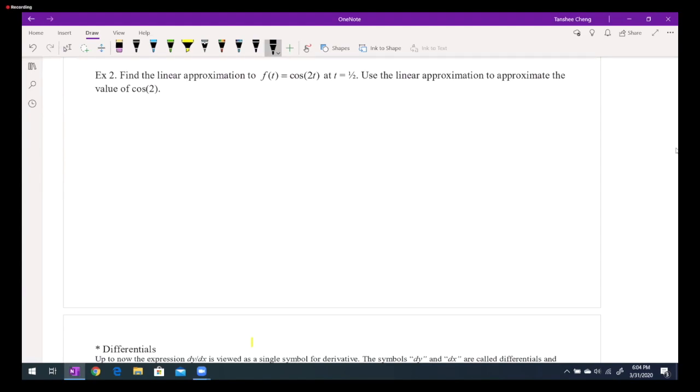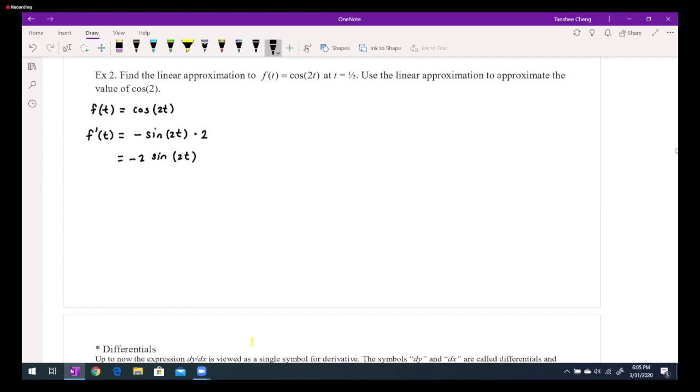equal to cosine of 2t at t equal to 1/2. And we want you to use the linear approximation to approximate the value of cosine of 2. So first, I need to find out what the linearization function is going to be. So knowing that f of t is equal to cosine of 2t, taking the derivative with respect to t will give me negative sine of 2t. And using the chain rule, taking the derivative inside, that will give me 2.